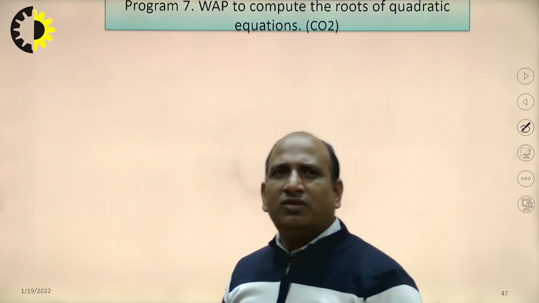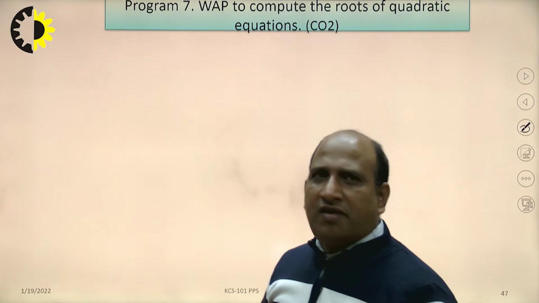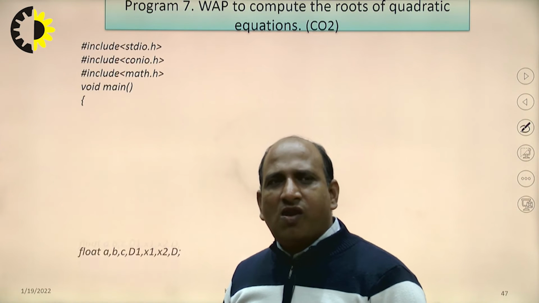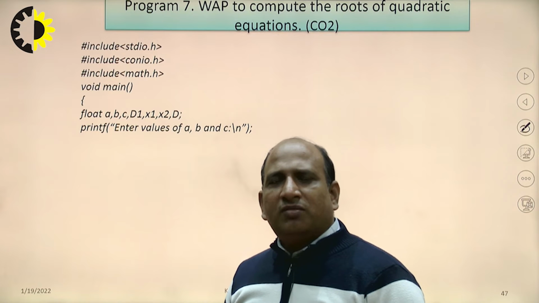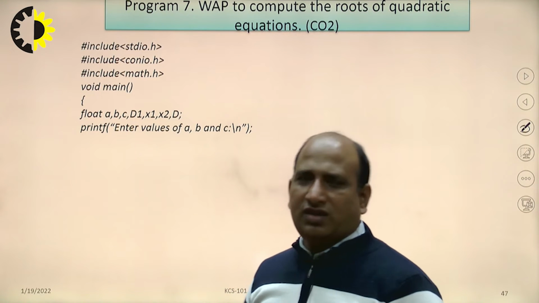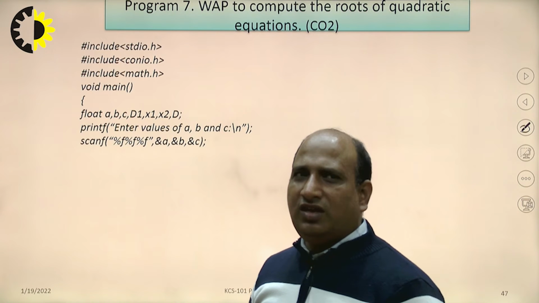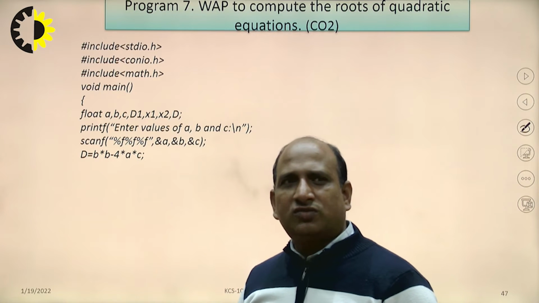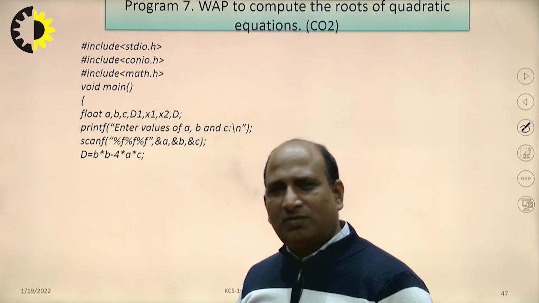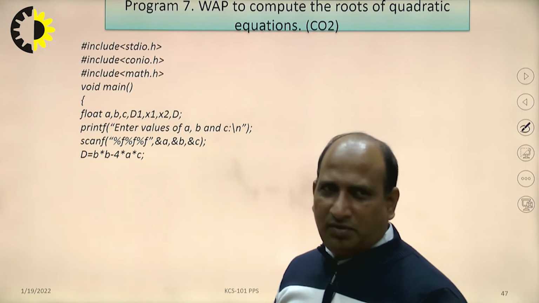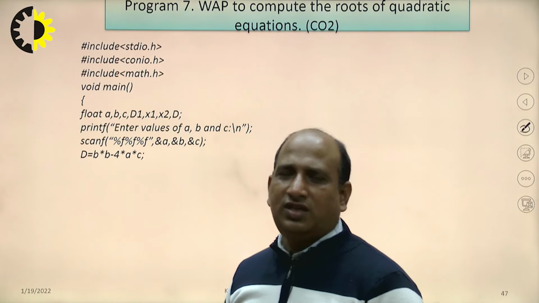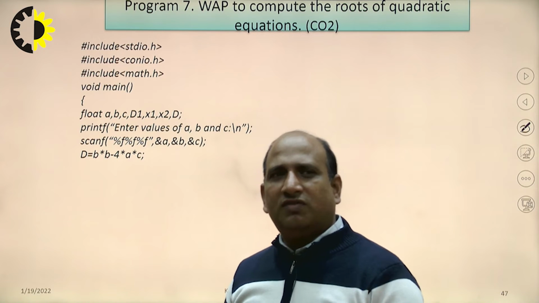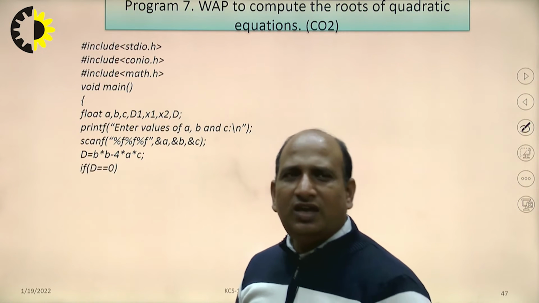Now write a program to compute the roots of a quadratic equation. If you want to compute the roots of a quadratic equation, I have written this code. I have input the coefficients a, b, c of the quadratic equation. Then I have evaluated the discriminant as b square minus 4ac, and to evaluate it in C language we have to write b*b - 4*a*c, and I have assigned this evaluated value to the variable capital D, and I have checked the condition now.